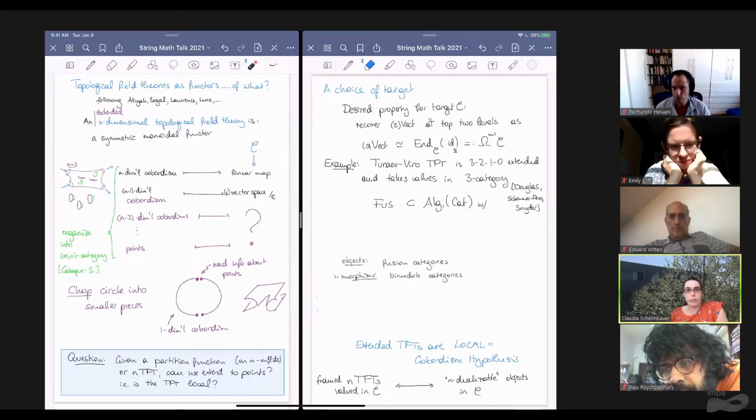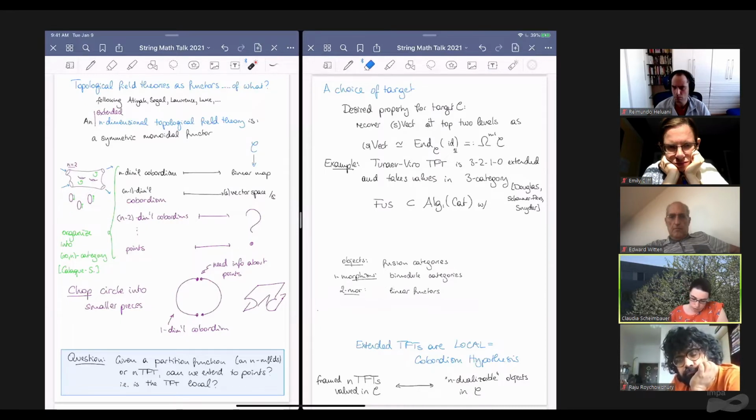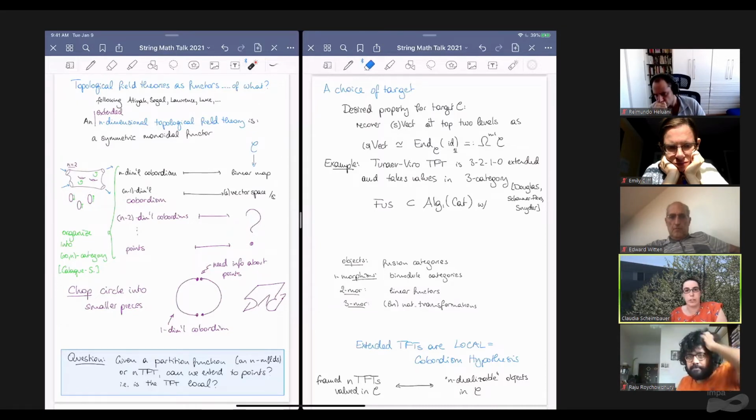My one morphisms will be bimodule categories. So these are linear categories on which the fusion categories act. Fusion categories are monoidal, so you can think of them as algebras. And for these algebras, we have bimodules. Two morphisms are linear functors, and three morphisms are natural transformations between them.